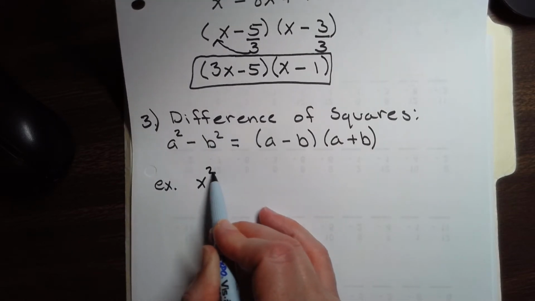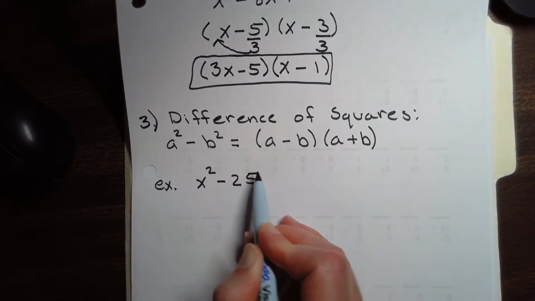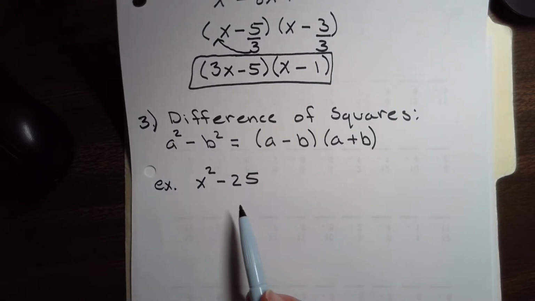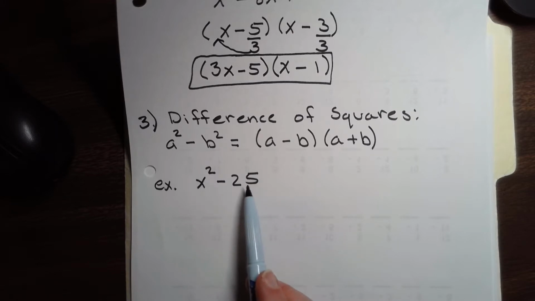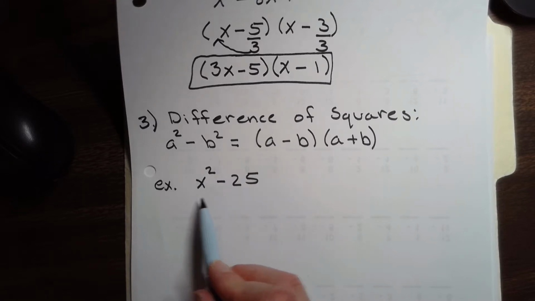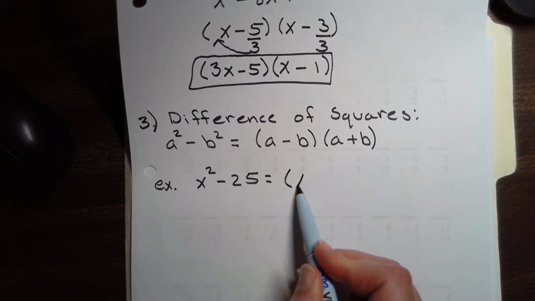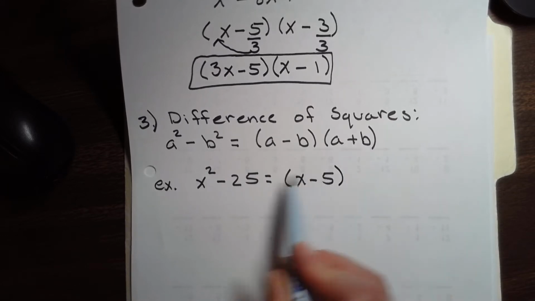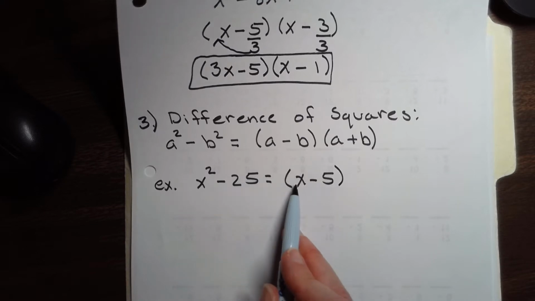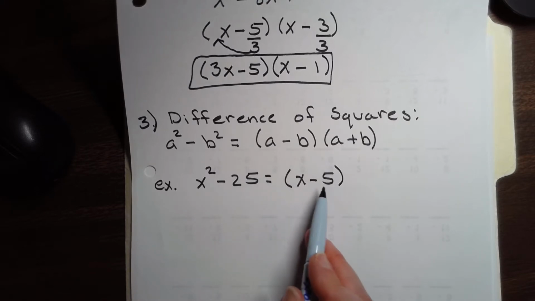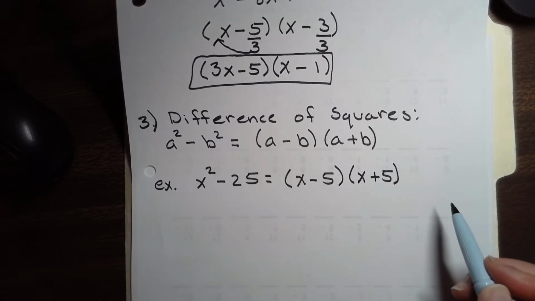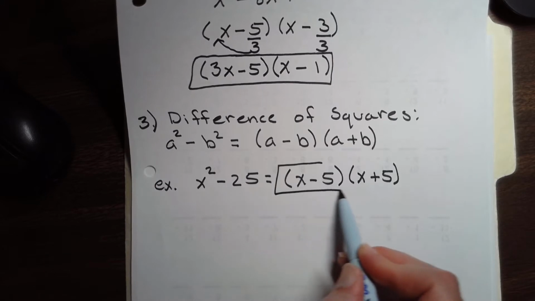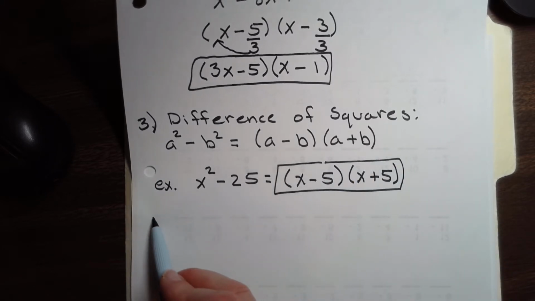So I have something like x squared minus 25. So I could recognize that I would use the method, the difference of squares, because number one, I have a minus right here. And also, the first and the last term are perfect squares. So this factors to x minus 5, because the square root of x squared is x, and the square root of 25 is 5. And then we would also multiply by the conjugate for the second factor. So these would be the factors using the difference of squares.